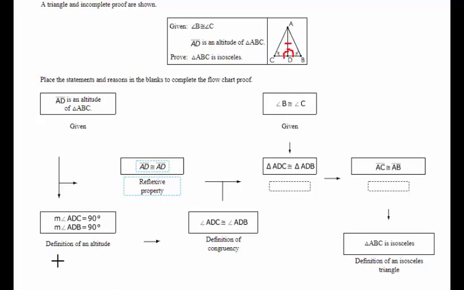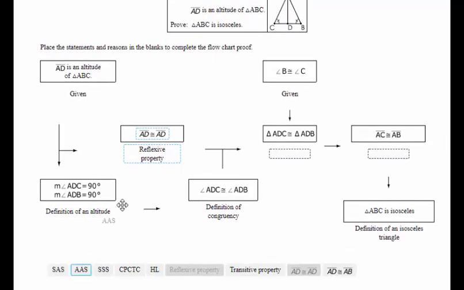When we think of our reasoning, and I must have scrolled up a little bit, but it's either SAS, AAS, side-side-side, or HL. Here we have AAS because that's the order in which those are given. So we would go ahead and choose AAS and just drag and drop it into that location.